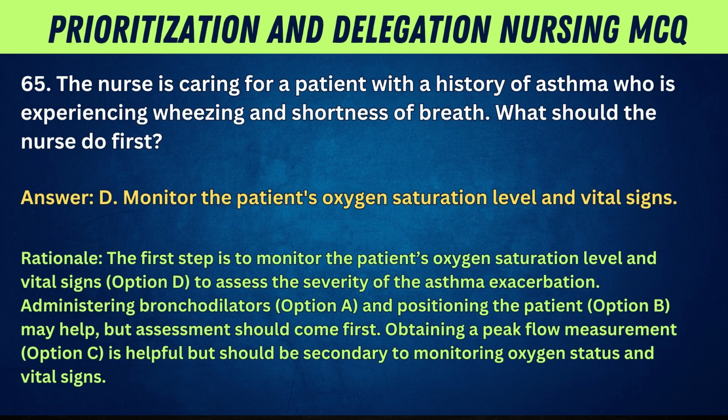Answer: D. Monitor the patient's oxygen saturation level and vital signs. Rationale: the first step is to monitor the patient's oxygen saturation level and vital signs, option D, to assess the severity of the asthma exacerbation. Administering bronchodilators, option A, and positioning the patient, option B, may help, but assessment should come first. Obtaining a peak flow measurement, option C, is helpful but should be secondary to monitoring oxygen status and vital signs.